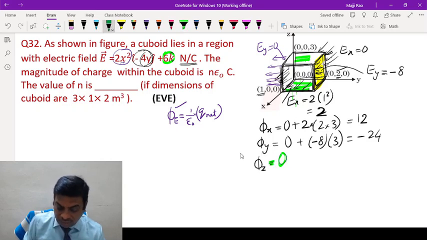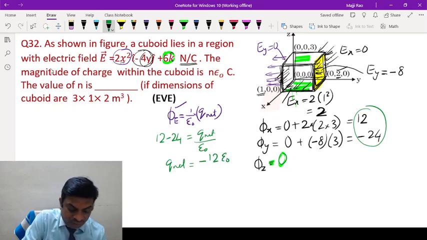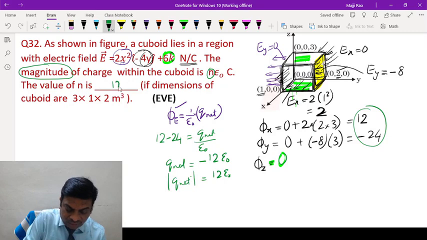So therefore, I'll substitute here. Total flux is 12 minus 24, that is minus 12, is equal to net charge by epsilon 0. So net charge is minus 12 epsilon 0. We have to find just the magnitude, so drop the minus sign there. If we have to find the magnitude, drop the minus sign. So n is how much? N is 12.